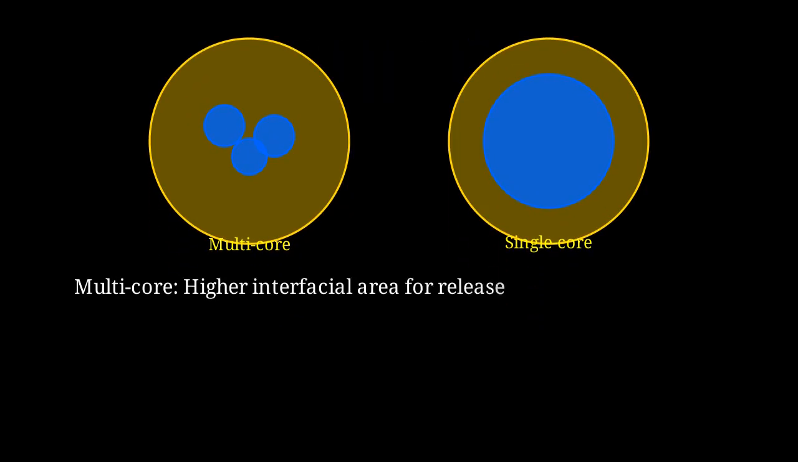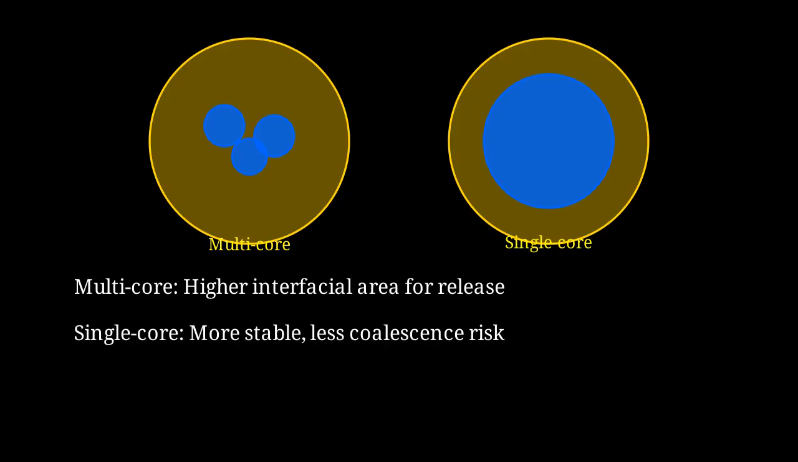Multi-core provides higher interfacial area between core and shell, which can accelerate drug release through the interface. Single core is more stable because there's no risk of internal droplets coalescing. It's also easier to control the core position. Let's quantify the interfacial area difference.